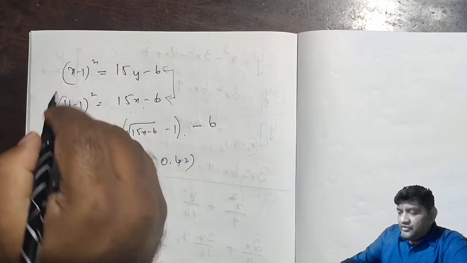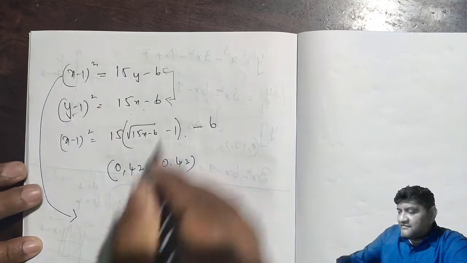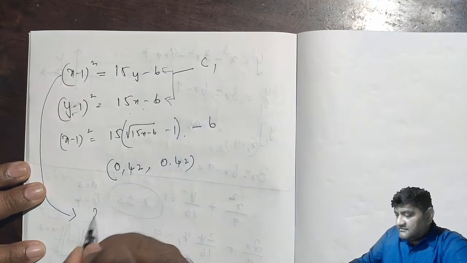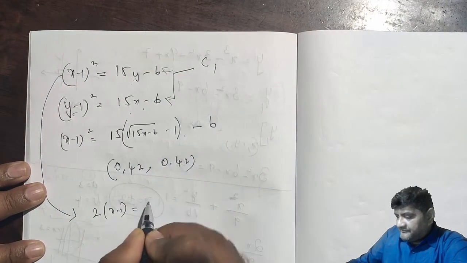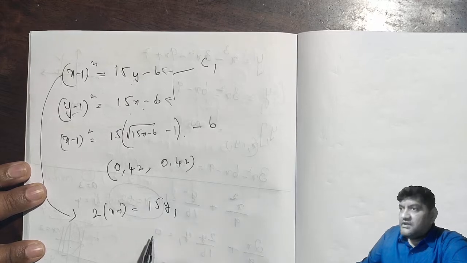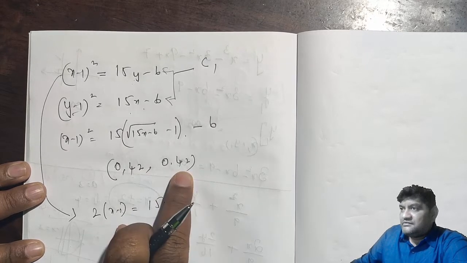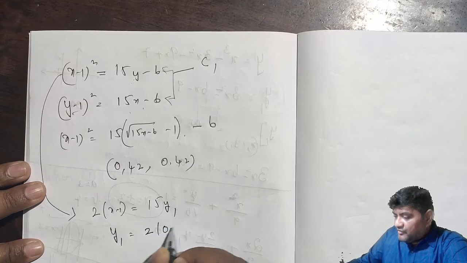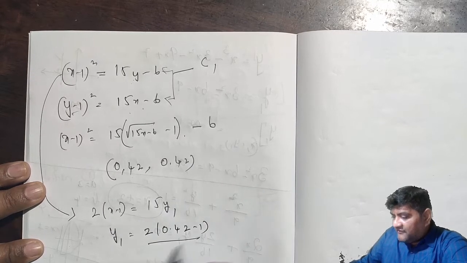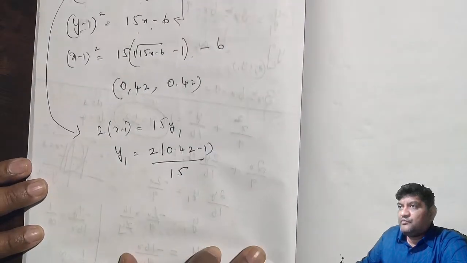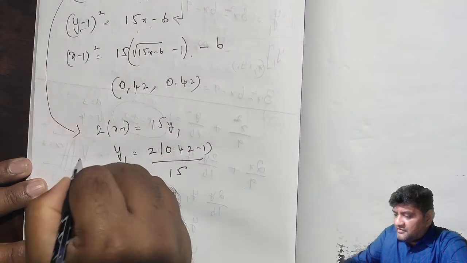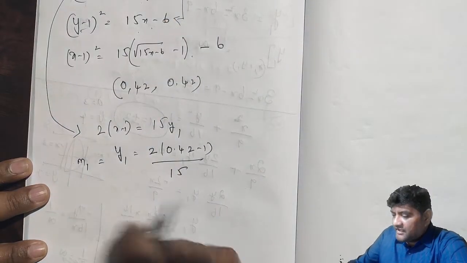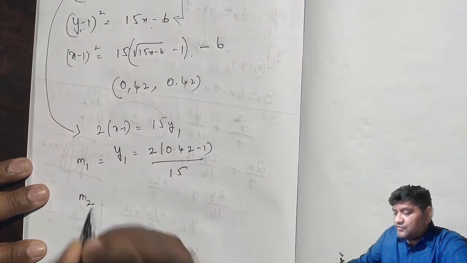So what do you do now? You find the slope of the tangent to this curve, which is curve 1, by differentiating this and substituting the point. So your m1 is going to be equal to 2 into (0.42 minus 1) divided by 15. That's your first slope. Whatever this value is, that's your first slope. And similarly, you find the second slope, which let me call m2.